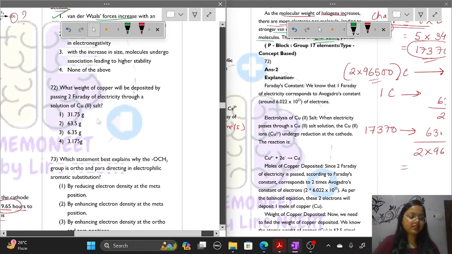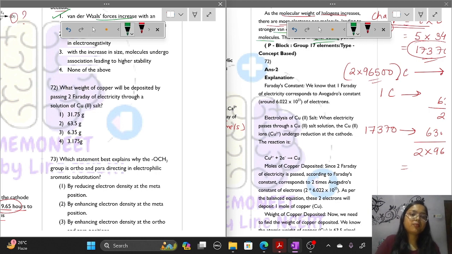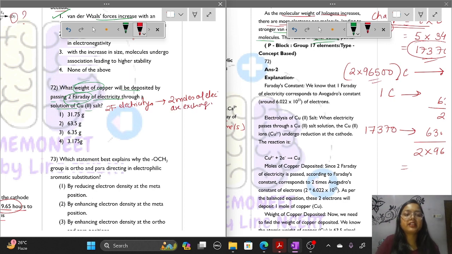For question number 72, what weight of copper will be deposited by passing 2 Faraday of electricity through a solution of copper 2 salt? 2 Faraday of electricity is given and the weight of copper is asked in the question. So 2 Faraday's electricity implies that 2 moles of electrons are exchanged.